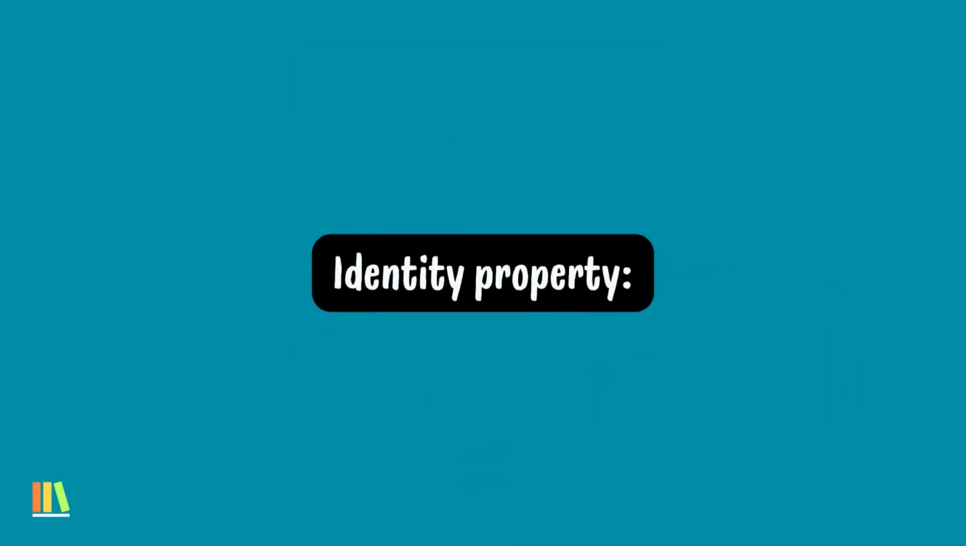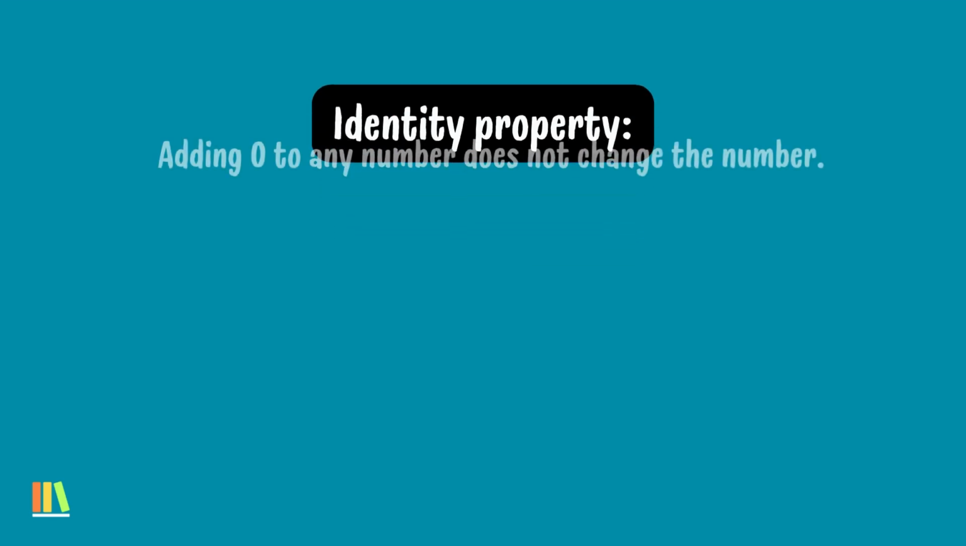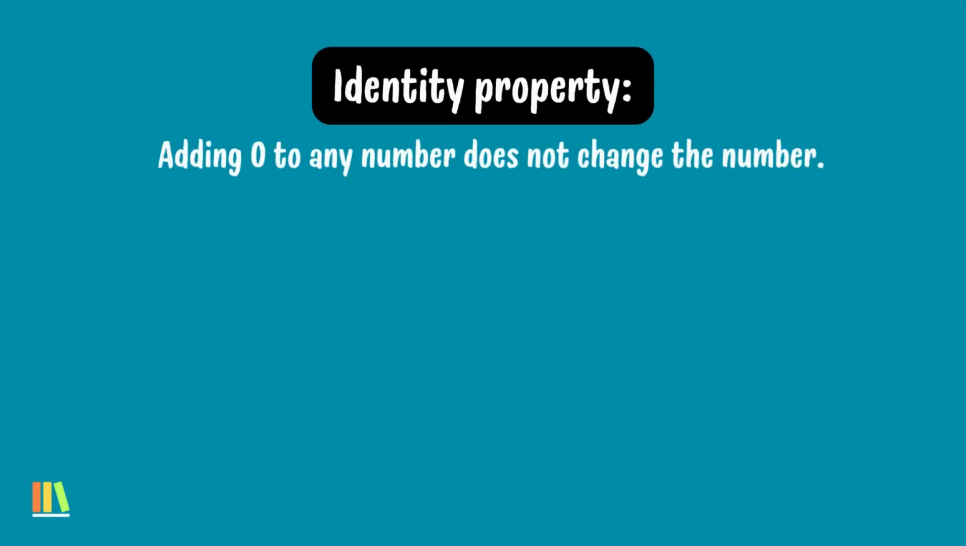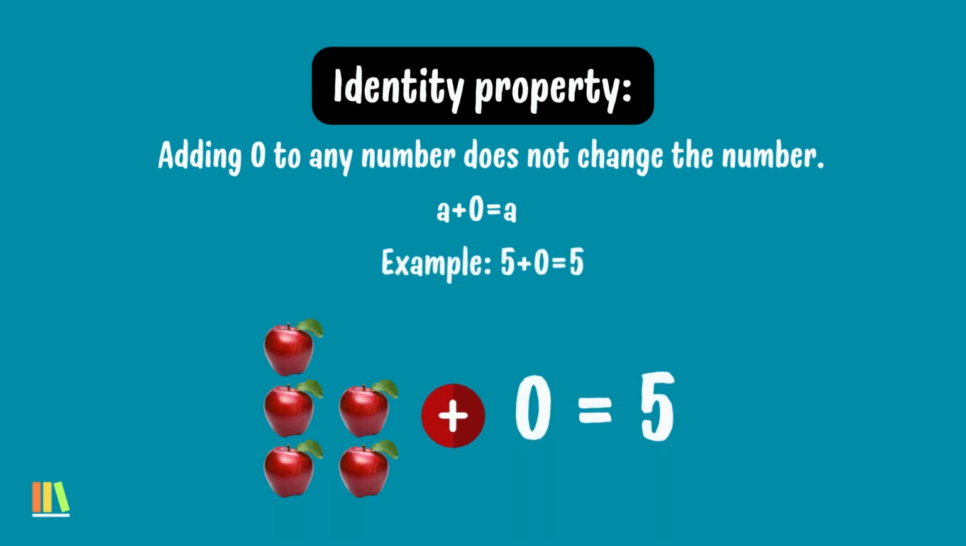Then there is identity property. Adding 0 to any number does not change the number. A plus 0 totals A. Example, I have 5 apples plus 0 more apples, which totals to 5 apples. Adding 0 does not make a difference to the total sum.